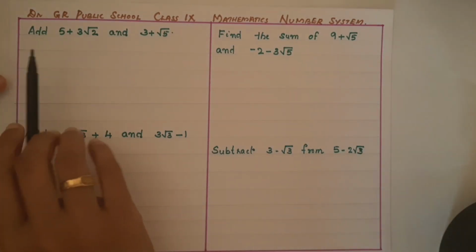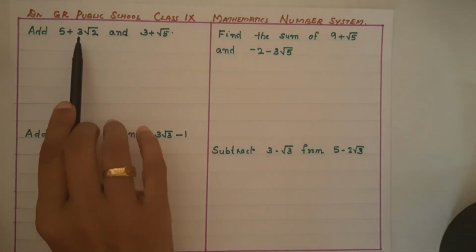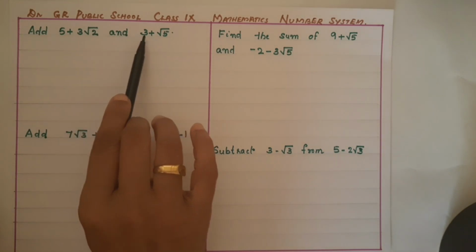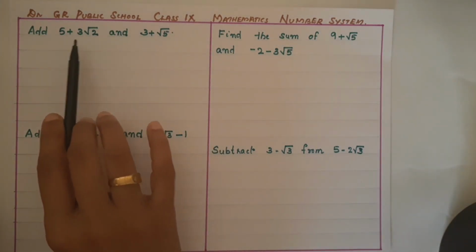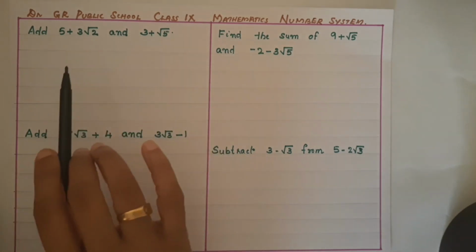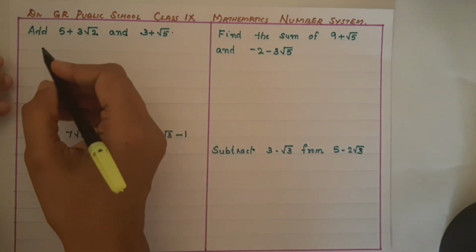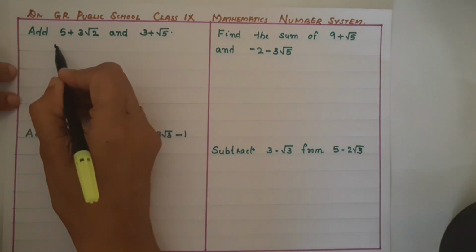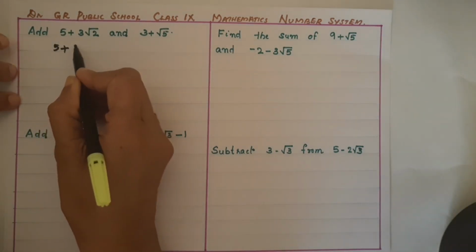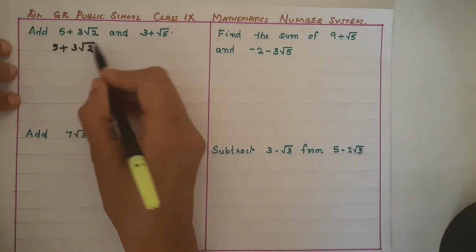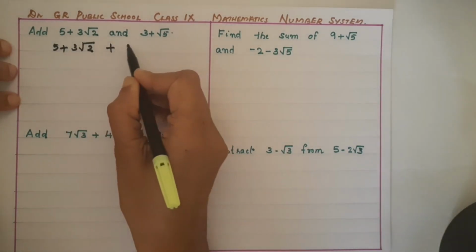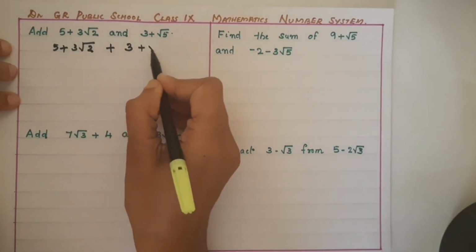Consider the question. Add 5 plus 3 root 2 and 3 plus root 5. So we have to add these two irrational numbers. Okay, so how can we write 5 plus 3 root 2 plus we have to add. So plus 3 plus root 5.